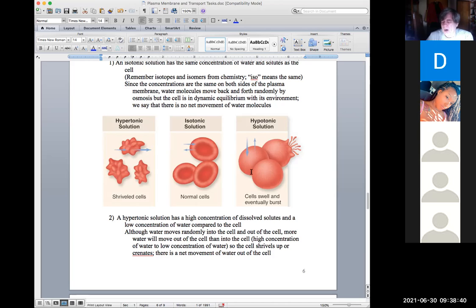Now, since there are some chemicals dissolved in the water of your cells, if you put red blood cells, and keep in mind this also applies to other types of cells, if you put red blood cells in a hypotonic solution, they lose a little bit of water, but notice there's a bigger arrow coming in. They gain more water. So it's kind of like blowing air into a balloon. The cells swell up, and if they swell up too much, they can actually burst like a balloon that you put too much air into.